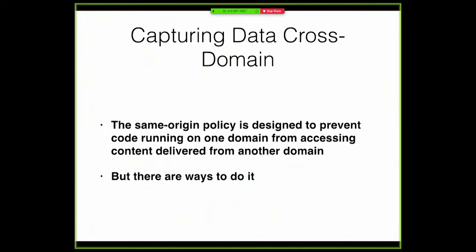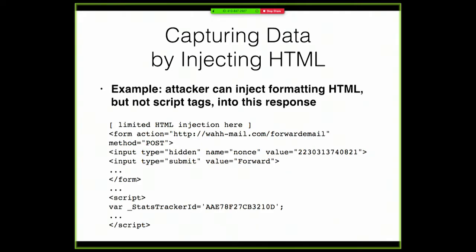So if you want to capture data across domains, like you want to capture an anti-CSRF token from Amazon or something, then the same origin policy is there to prevent this, to stop you from being able to run script on evil.com that can fetch data from amazon.com. But there are, of course, ways to do it. And here we get the stuff we were doing last time even more.